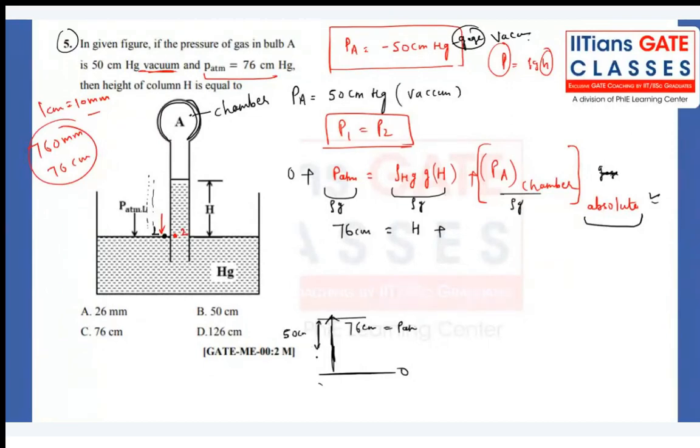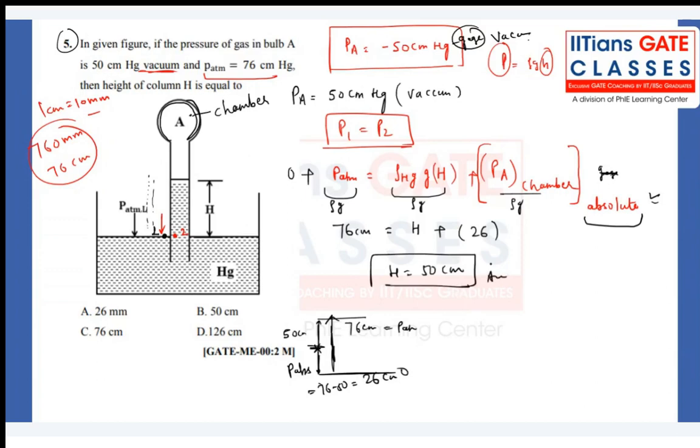That is negative, that is less than PATM. Then what is my absolute pressure? 76 minus 50, 26 centimeter. Either you say at a particular location the value is minus 50, or in terms of a positive value, it is 26. So what is the height? 50 centimeter only. That is your answer. Either you can think like this, or we have a second solution also, right?